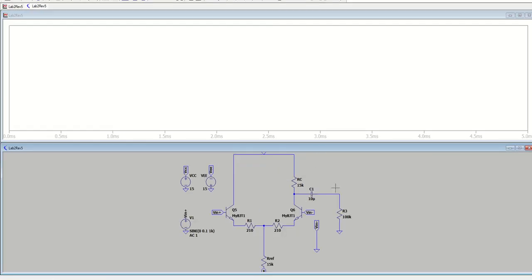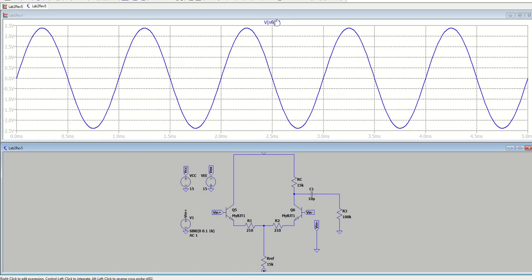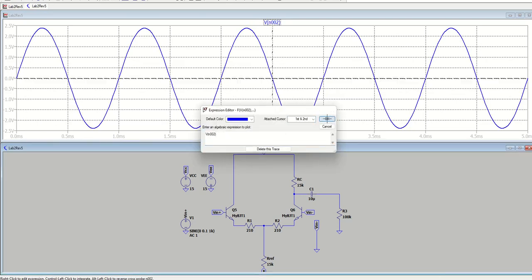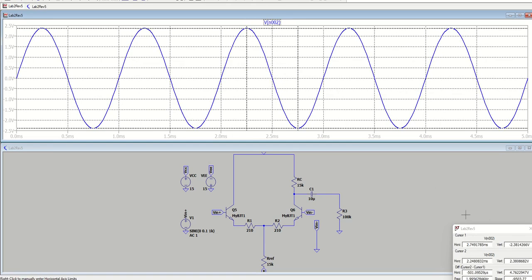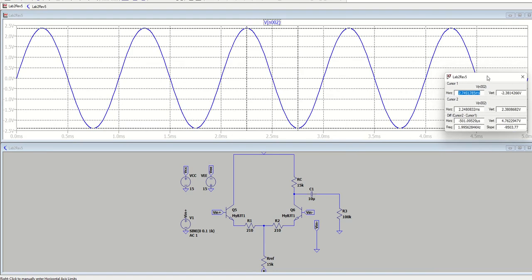And I'm going to run this. And we're going to measure the peak-to-peak value. I am inputting a 0.2 volt signal, and I'm getting 4.76 volts out, which is about a gain of 23.8. So we're in the ballpark range.